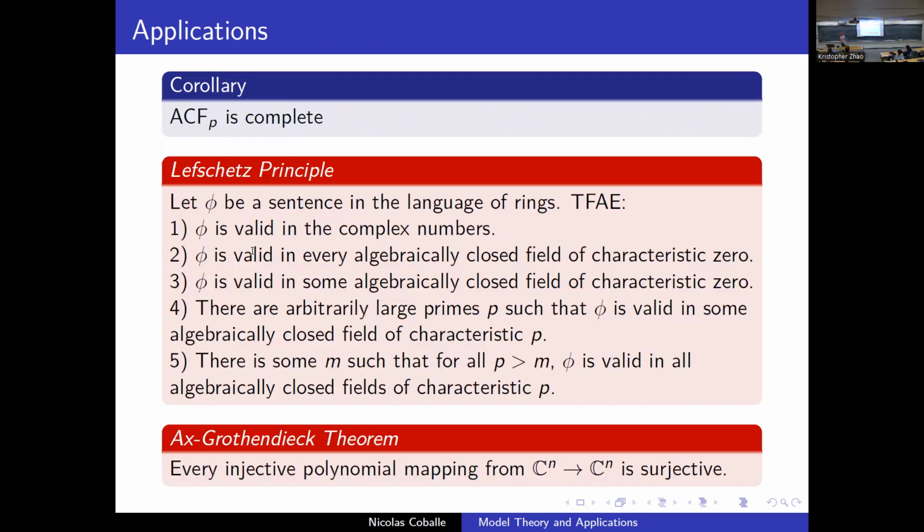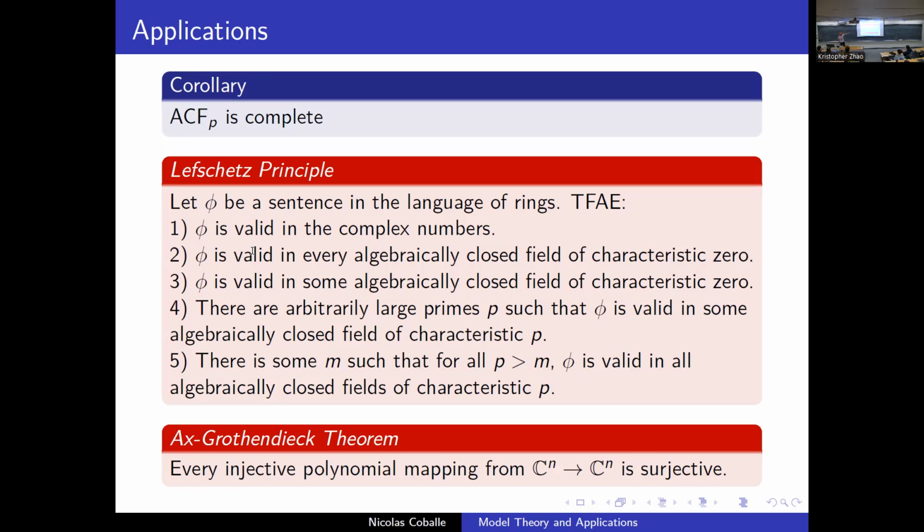So then there are some pretty powerful applications. Lefschetz's principle: let phi be a sentence in the language of rings. The following are equivalent. Phi is valid in the complex numbers; it's valid in every algebraically closed field of characteristic 0; it's valid in some algebraically closed field of characteristic 0; there are arbitrarily large primes P such that phi is valid in some algebraically closed field of characteristic P; and there is some M such that for all P greater than M, phi is valid in all algebraically closed fields of characteristic P.